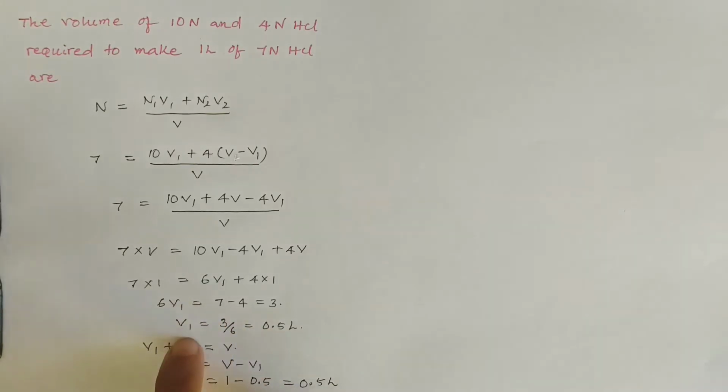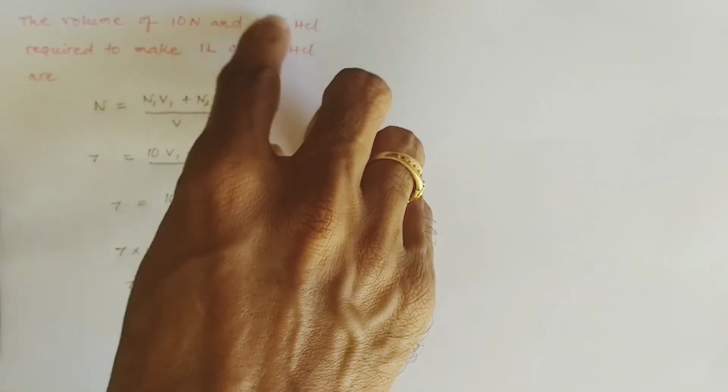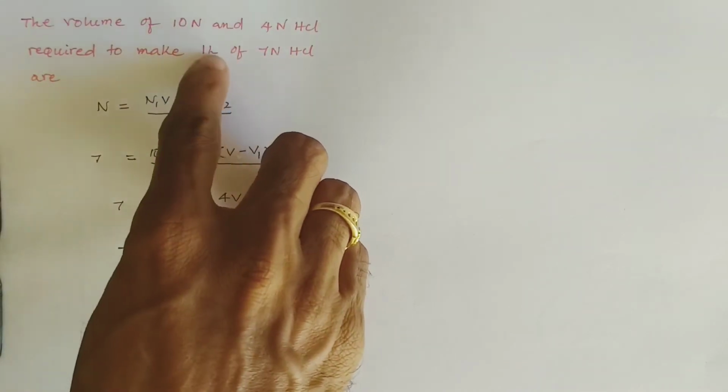So this is the volume of first solution, and the volume of second solution is obtained by subtracting this volume from total volume, because V1 plus V2 is equal to total volume. Now the volume of second solution is equal to total volume minus volume of first solution, V minus V1. 1 minus 0.5 is 0.5, right? So by mixing 0.5 liters of 10 normal HCl and 0.5 liters of 4 normal HCl, you will get 1 liter of 7 normal HCl.